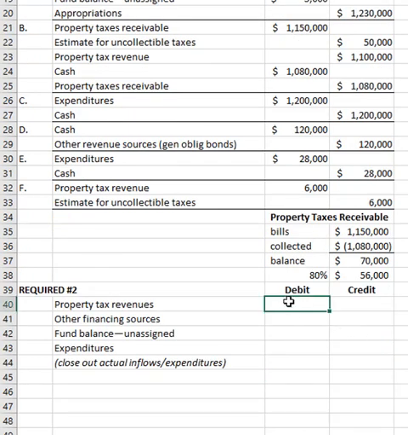All right, so let's close out property tax revenues. So we have this minus that. All right, let's close out other financing sources. Fund balance unassigned is going to be the plug figure. And let's close out expenditures. So let's see, what expenditures did we have? Okay. Now let's do the net.